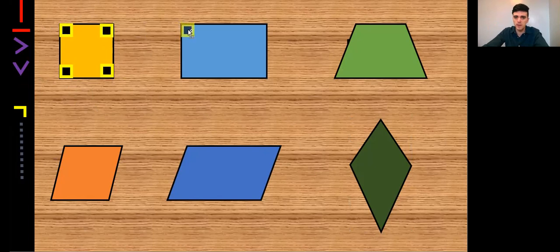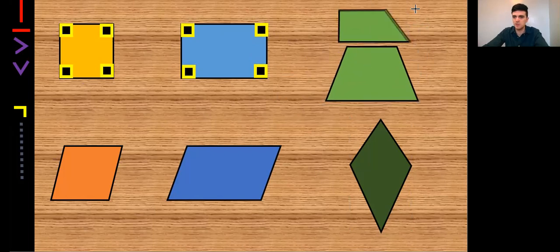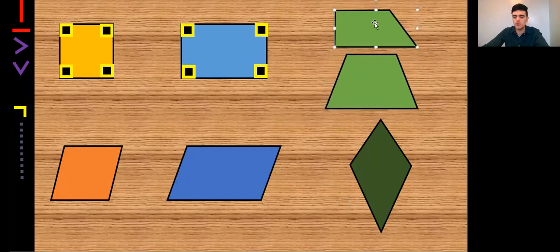Same thing with a rectangle. It's going to have four 90-degree corners. Let's take a look at our trapezoid here. And remember, we have two of them. The secret trapezoid. Okay, let's take a look at our trapezoid. The bottom one here, I just said bottom.